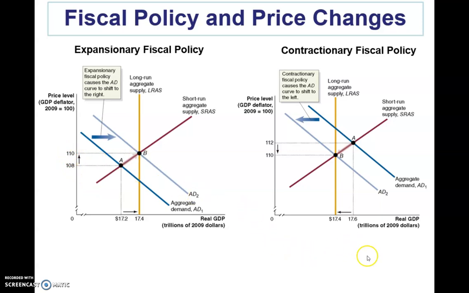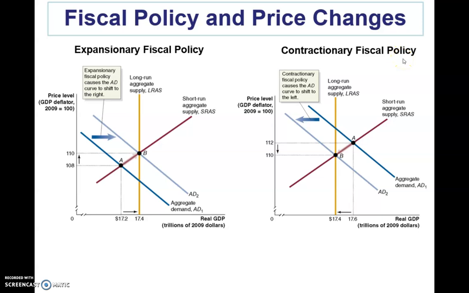Alternatively, let's look at this model here and say that we're initially at point A, where aggregate demand intersects short-run aggregate supply at 17.6 trillion in GDP and price level 112. In this case, we're above potential of 17.4. This is a boom. This is an economy that has high prices, inflation, as well as an unsustainable level of production. So the government might want to rein in this economy by implementing contractionary fiscal policy.